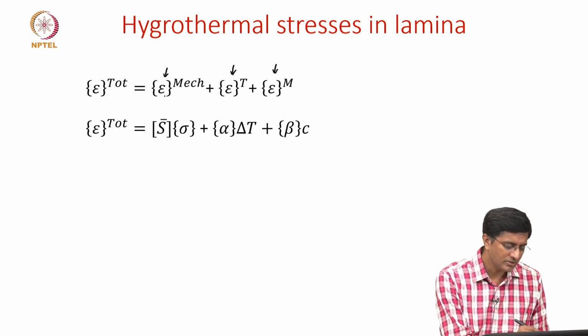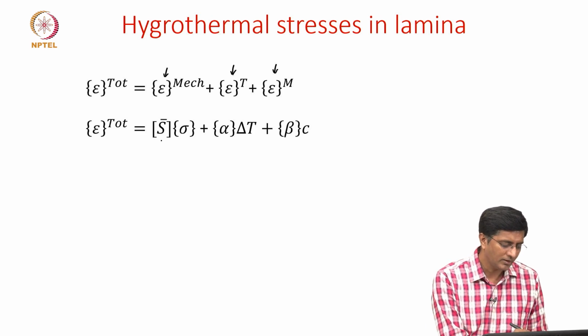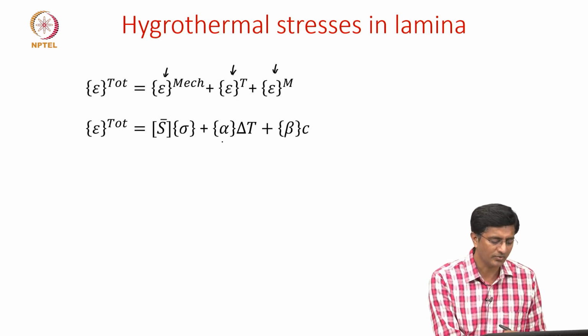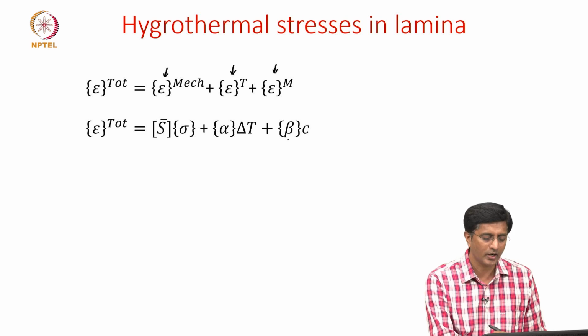Later we replace this mechanical strain by writing it in terms of the compliance matrix times the stresses. And we replace these thermal strains with the coefficient of thermal expansion alpha times delta T, the change in temperature. Moisture strain, we wrote in terms of the coefficient of hygroscopic expansion beta times the concentration C.